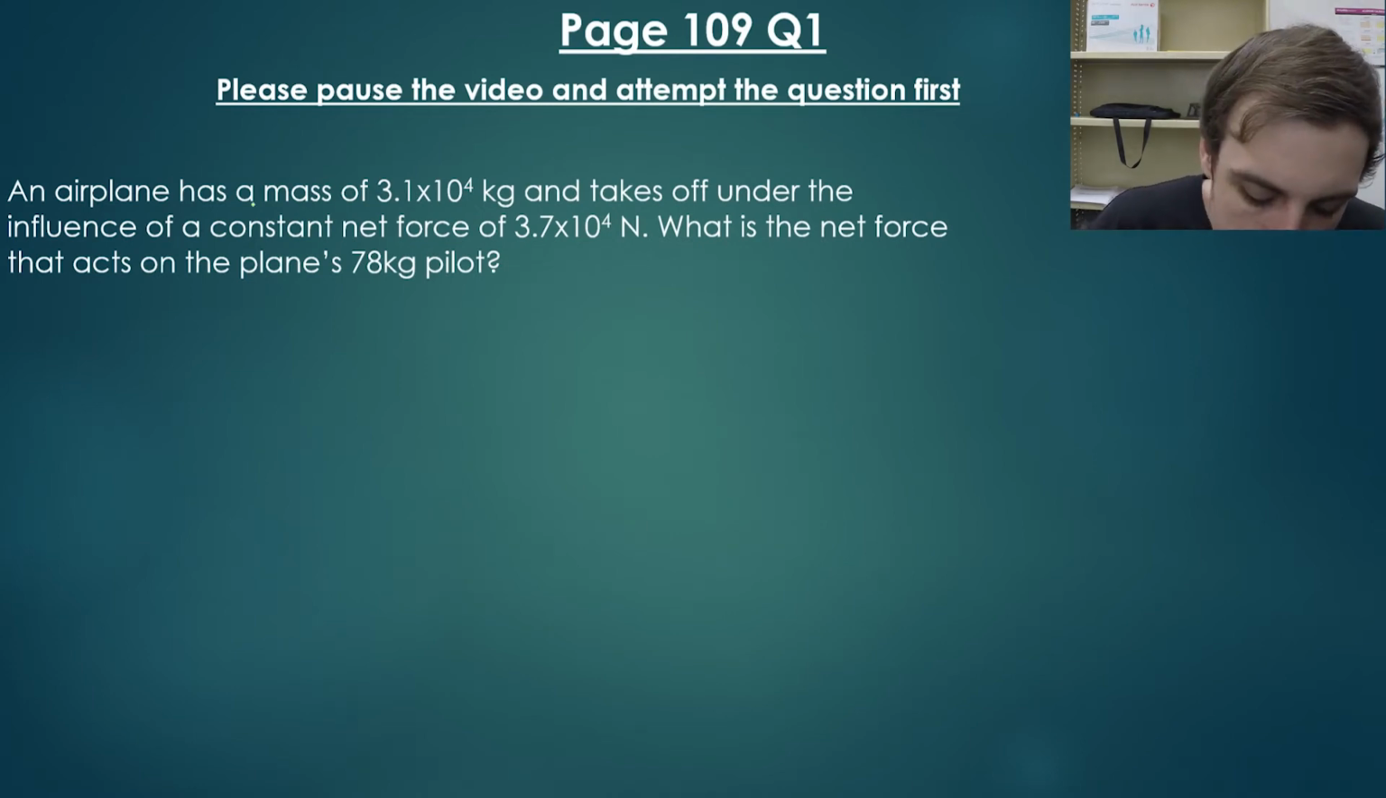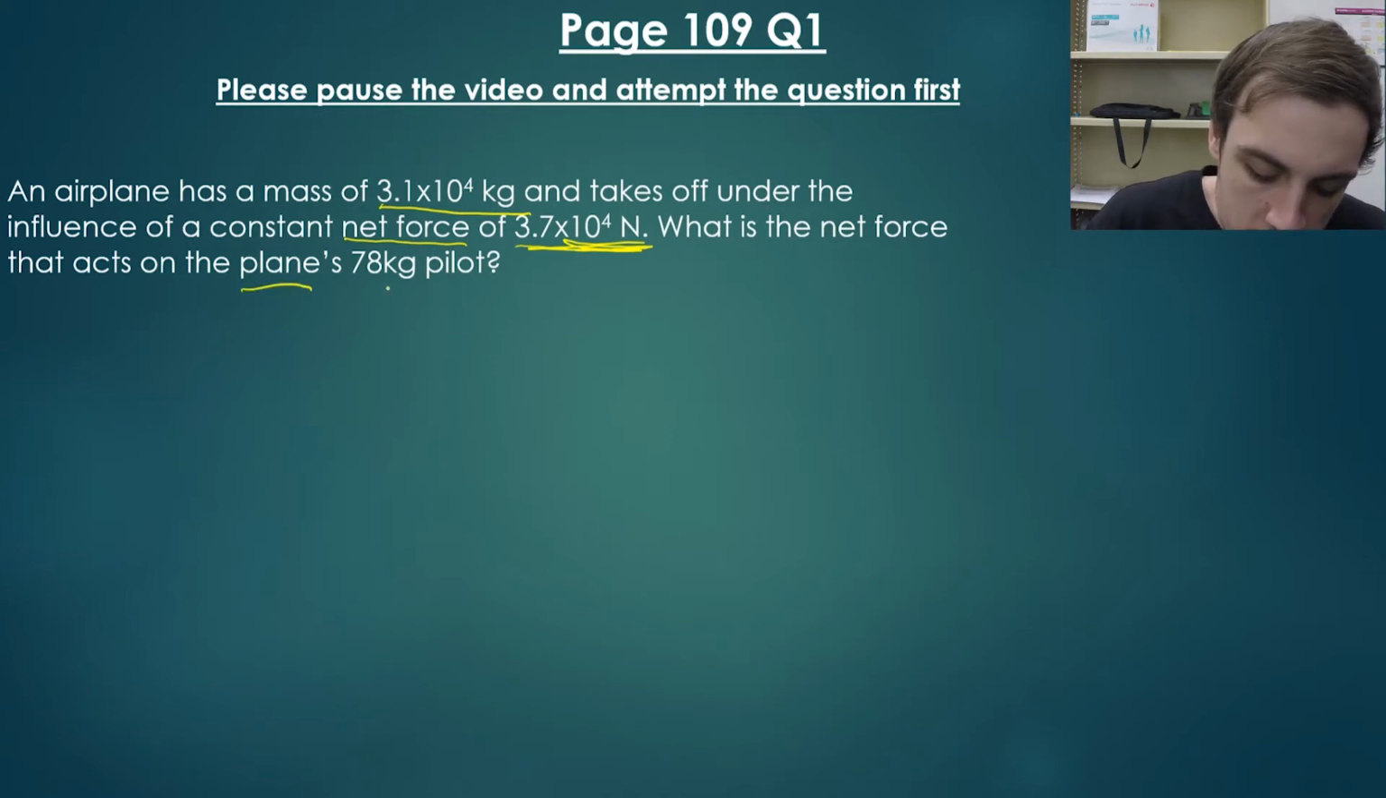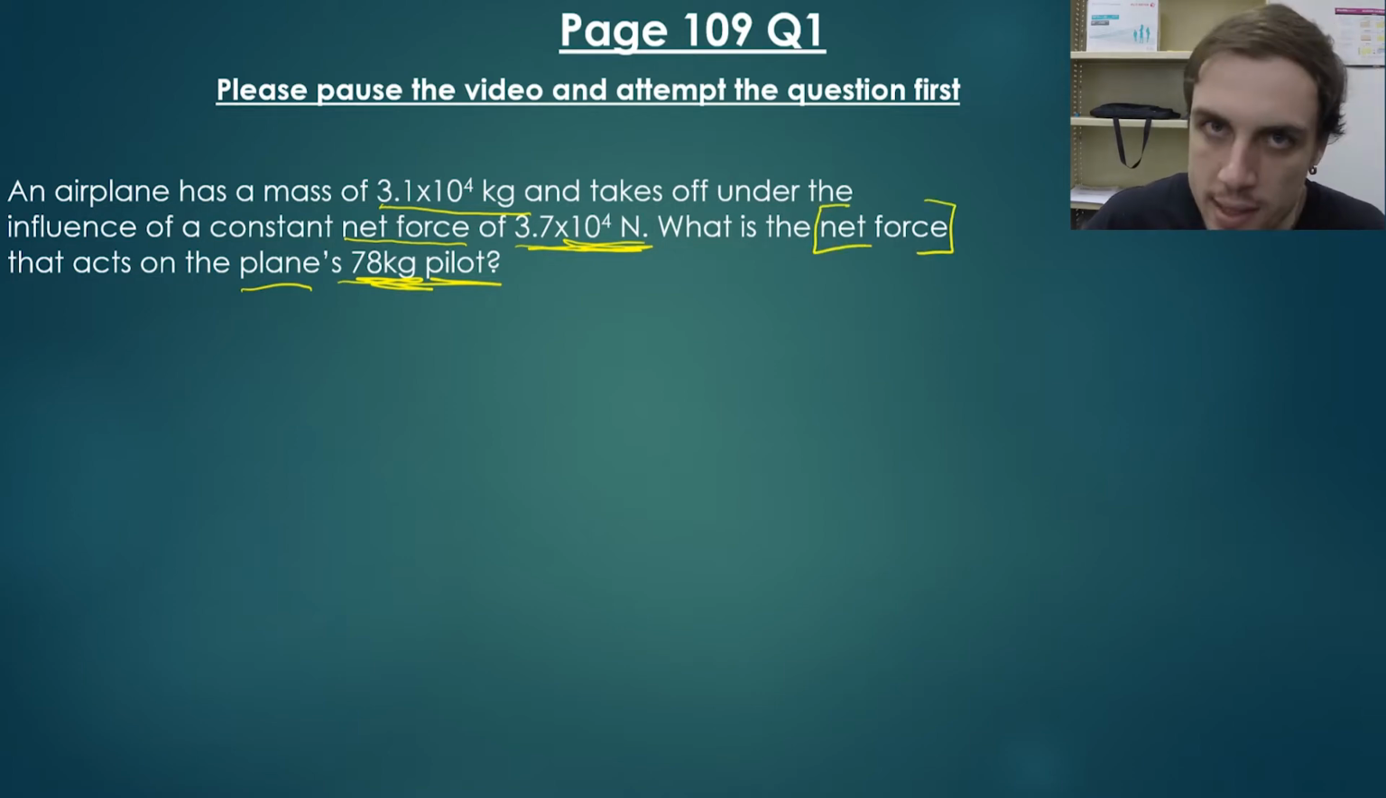An aeroplane has a mass of 3.1 times 10 to the 4 kilograms, and it takes off under the influence of a constant net force of 3.7 times 10 to the 4 newtons. What is the net force that acts on the plane's 78 kilo pilot? So it wants the net force, but of the pilot.